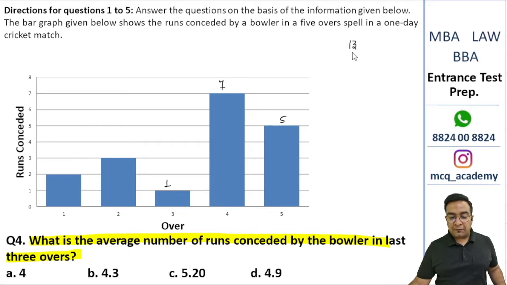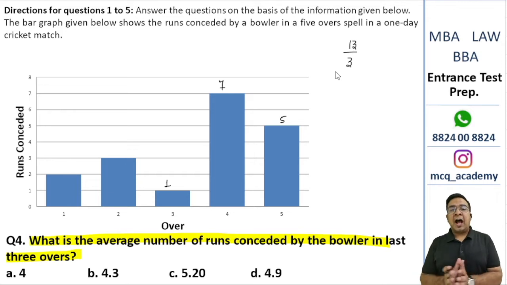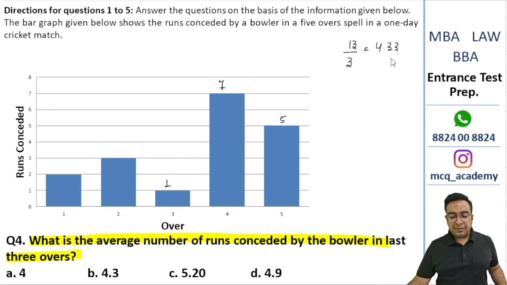So the total number of runs conceded over the last 3 overs is equal to 13. And the number of overs that we need to take here is equal to 3, क्योंकि हमसे केवल आखिरी के 3 overs में average पूछा गया है. So this average will be equal to 3 4s are 12 and 3 3s are 9, so 4.3, that is option number B will be the answer to this question.